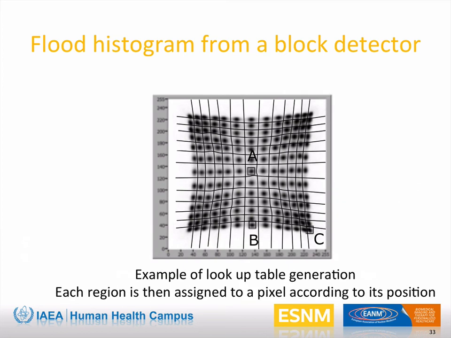The process of assigning a pair of x and y coordinates to an event occurring in a certain pixel is called pixel identification, and it is performed through the generation of a lookup table, i.e., a series of regions are drawn around the peak positions, filling the whole histogram space. Each region is then assigned to a pixel according to its position. Events generating an xy coordinate within a certain region are in turn assigned to that pixel.